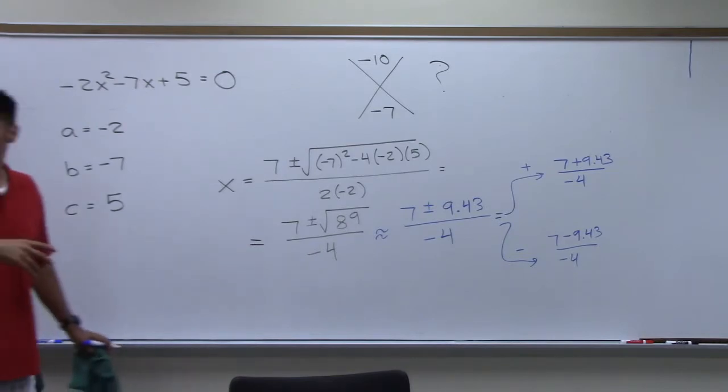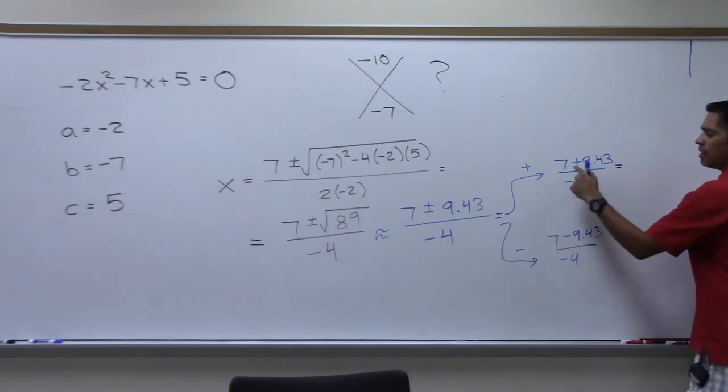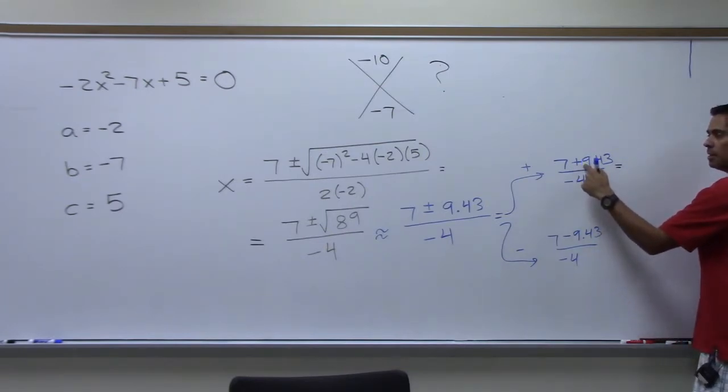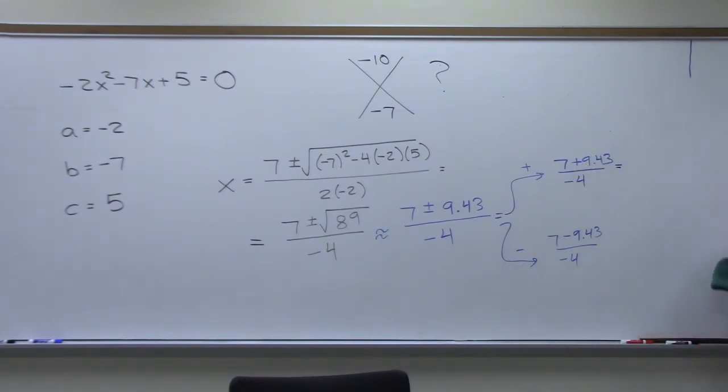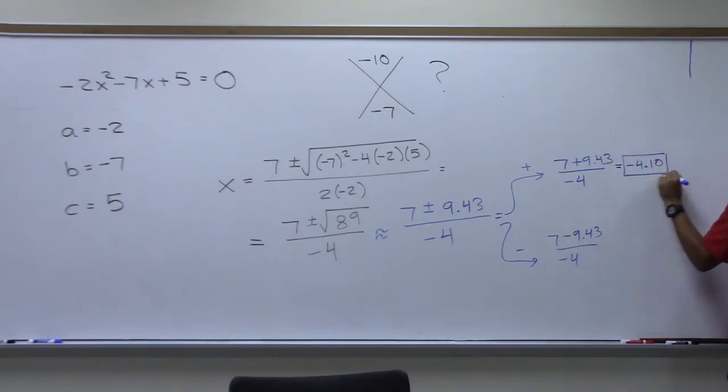I'm not done. I was waiting for everyone to do that on their calculators. So you do this plus this, and then divide by negative 4. Who has that for me? Negative 4.10? Okay, that looks right. And then the other one?